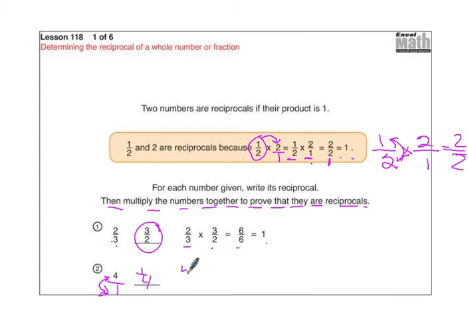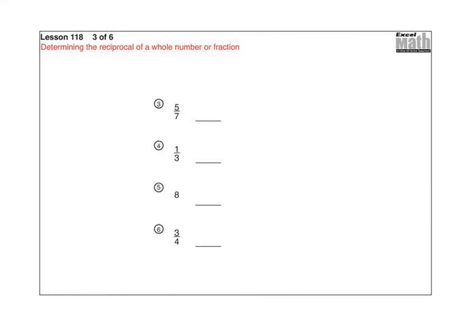Now let's multiply those together to prove that they're reciprocals. 4 times 1 is 4. 1 times 4 is 4. 4/4 is equal to 1. This is such an easy lesson. All right, go ahead and do the same thing we just did on that last one for numbers 3 through 6. Turn the video back on when you're ready to see the solutions.